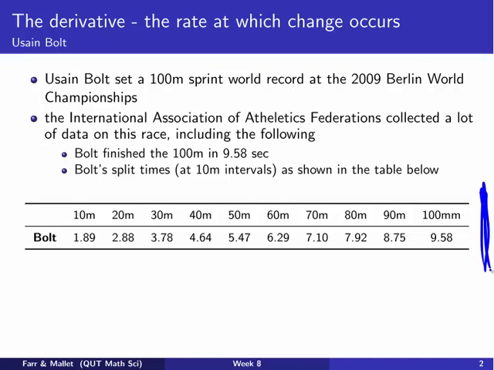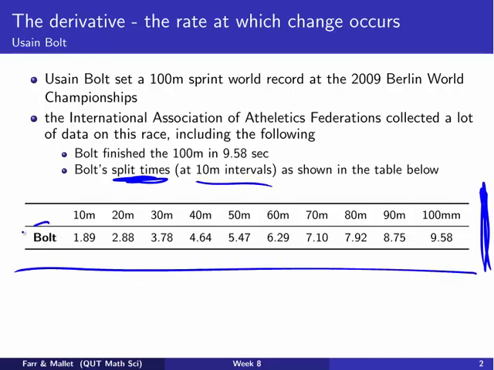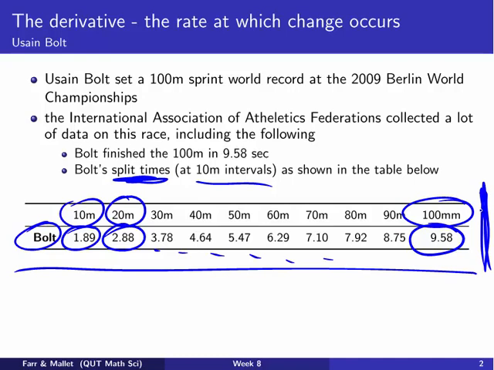That's the kind of thing you usually see reported. But what they also had was split times, 10-meter intervals, and that's what's shown in the table. So you can see Bolt's time, 1.89 seconds to reach 10 meters, 2.88 seconds to reach 20 meters, and so on, all the way along until we get to 9.58 seconds for the total 100 meters of the race. So how does this motivate calculus?